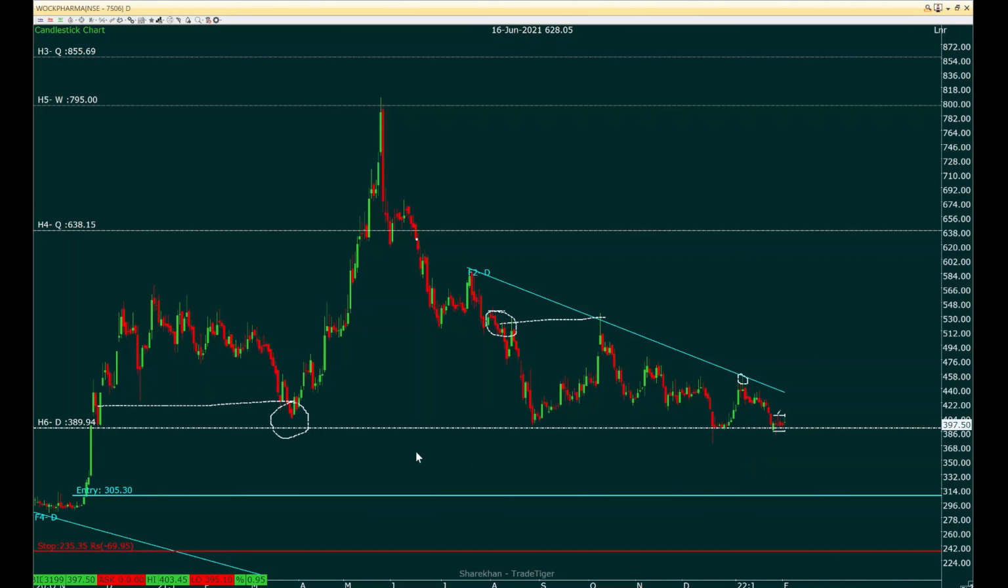And considering the budget did not have any significant announcement in terms of pharma, those who were bullish may be shorting their position, closing their trade, which may also build up pressure for this down move. So this is the expectation in Wockhardt Pharma.